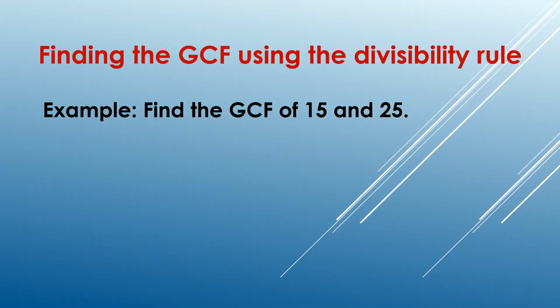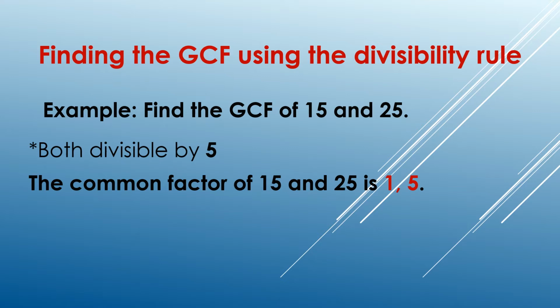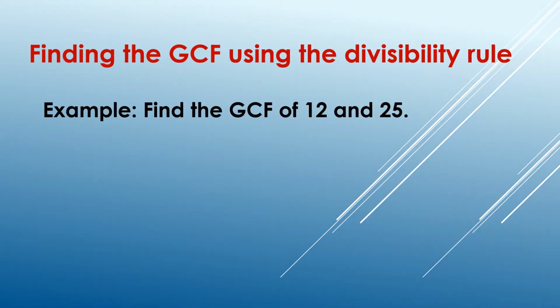Let's try another example. Find the GCF of 15 and 25. Using the divisibility rule, we all know that both are divisible by 5. So therefore, the common factors of 15 and 25 are 1 and 5, and the greatest among them is 5. Therefore, their GCF is 5.